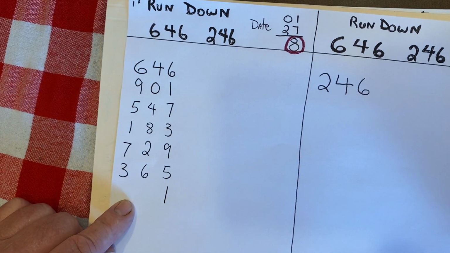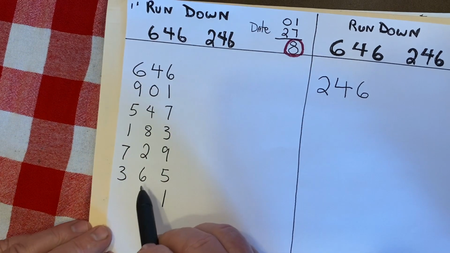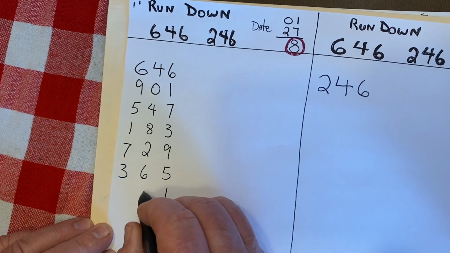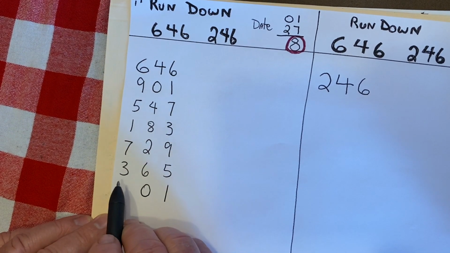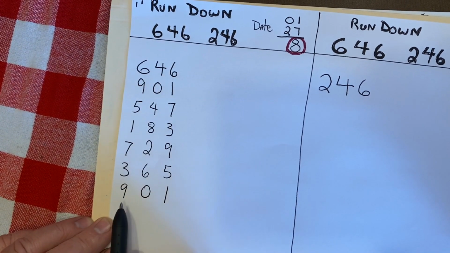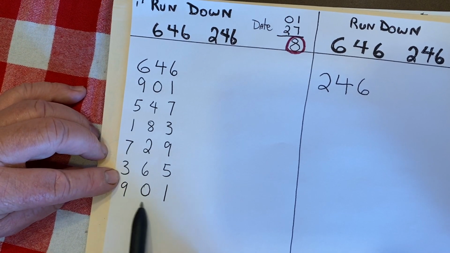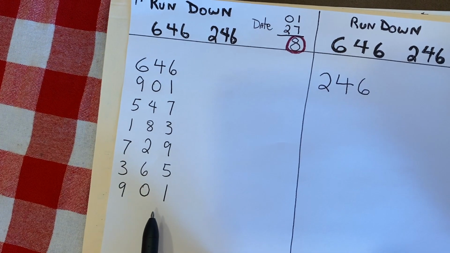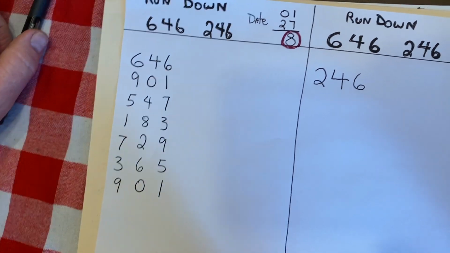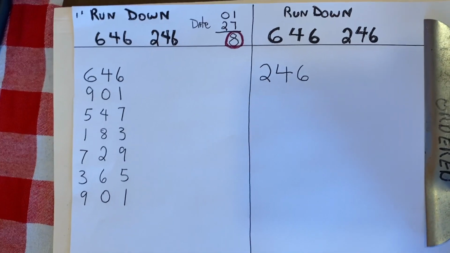Okay, by the way, you don't carry the other number. You just do one single digit. Okay, 6 plus 4 is 10. So we just use the 0. 3 plus 6 is 9. Okay, here we are. We started out with 901, and we finished with 901. Okay, what we're going to do next is we're going to take and use the mirror chart.